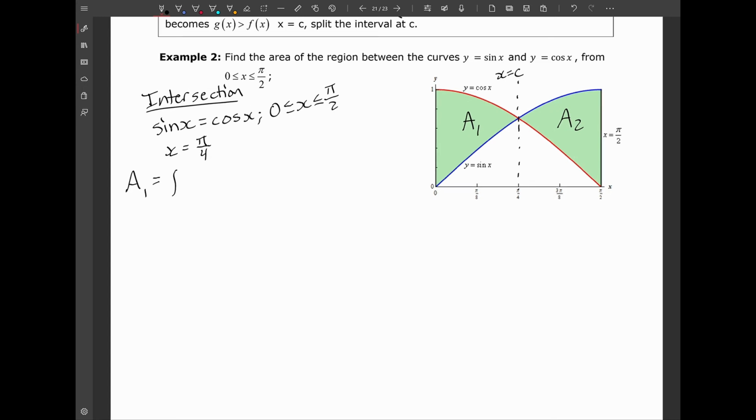A1 is going to be the integral from 0 to pi over 4, right? Because that's where A1 is. A1 starts at 0, ends at pi over 4, of cos of x, because over A1, cos x is the higher function. It's the one that's on top. Then we'll subtract the integral from 0 to pi over 4 of sine of x dx.